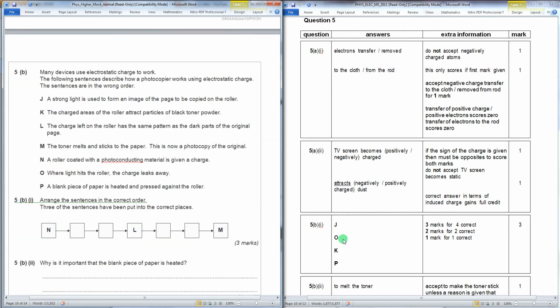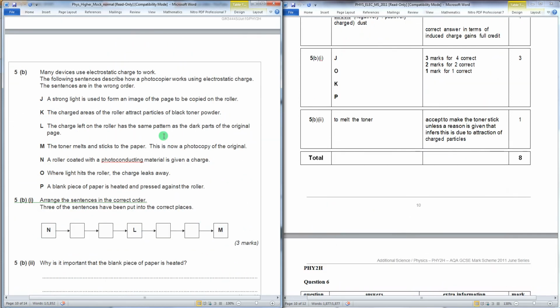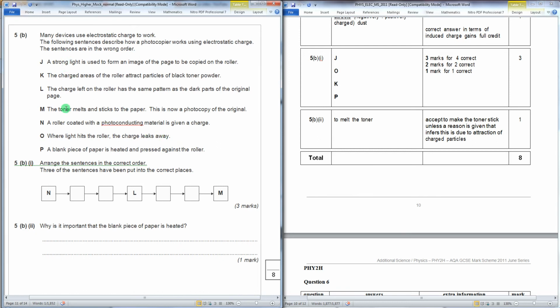Part B for question 5 is a use of static. It's the photocopier. So you just need to learn the steps. Now, even if you haven't learnt the steps, you should be able to work out some of the things in this list if you look closely enough at the gaps and what they've already filled in. And you know what the end product from the photocopier is going to be. It's going to be a copy of the thing you put in. So let's work through them step by step.